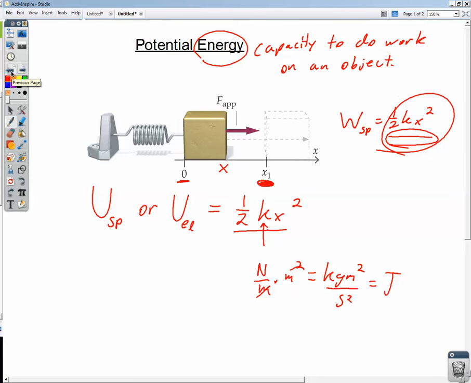The same with the spring. This distance right here, the delta x, determines the amount of potential energy that this block is going to have. So again, spring potential energy is kind of energy of position. Where are you in the system in which you're studying?